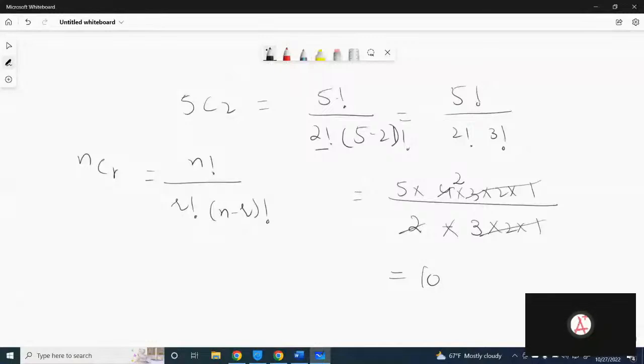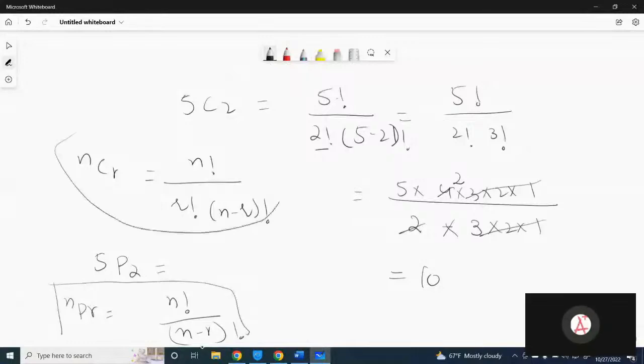Got it? Now let's do just one for the permutation. Let's suppose you have to do 5P2. Now the permutation nPr is n factorial divided by (n minus r) factorial. That is for the permutations. These are the two formulas that you have to calculate for permutation and combination. You can note down these very important things in your notebook.